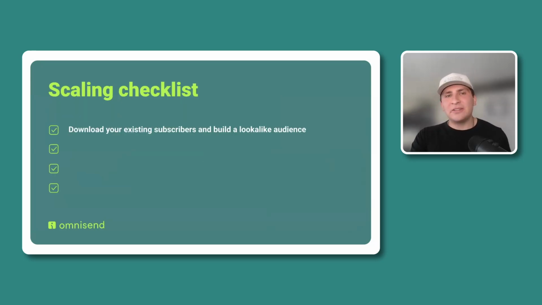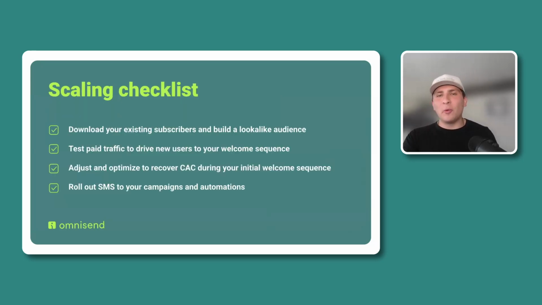And then here's the checklist. Again, it's a little bit shorter, but I think it's far more efficient when you hone it in. Download your subscribers and build a lookalike. I think that's a no-brainer. And then test paid traffic to drive new users. In a perfect world, if you adjust and optimize, you should be able to recover your acquisition cost during your welcome sequence. So you're profitable on the front, and then add SMS as an add-on to your campaigns and automations.